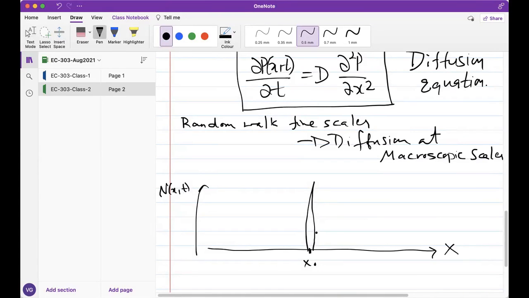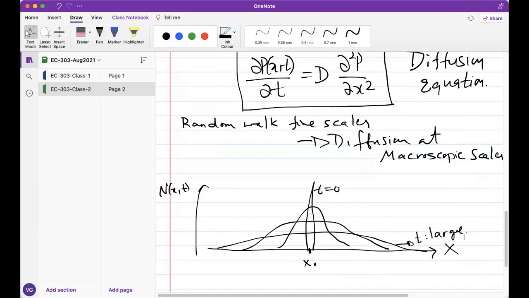Imagine there are lots of them at time t equal to 0 at location x0. What really is happening is that over time, they become like this, they spread out and they diffuse. This is t equal to 0. This is t large.